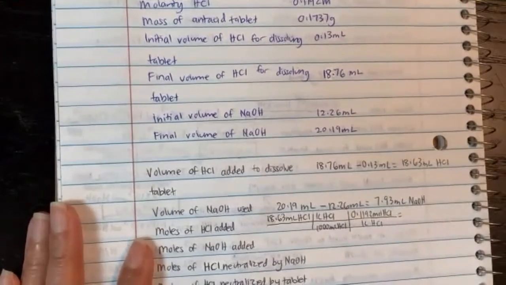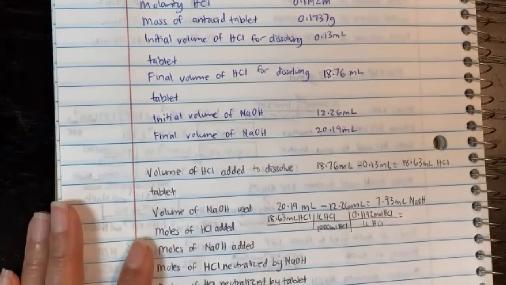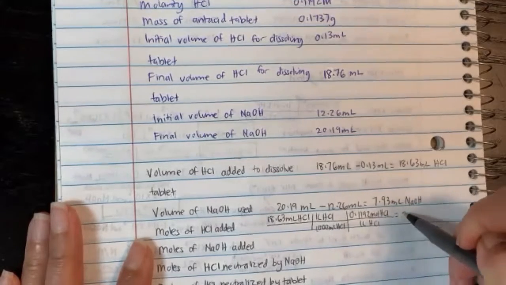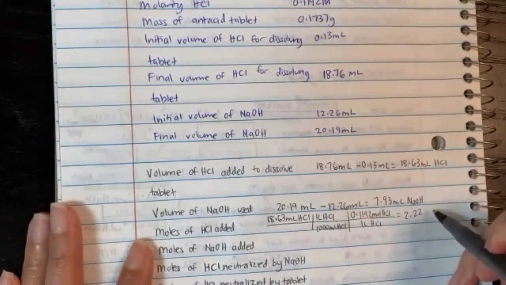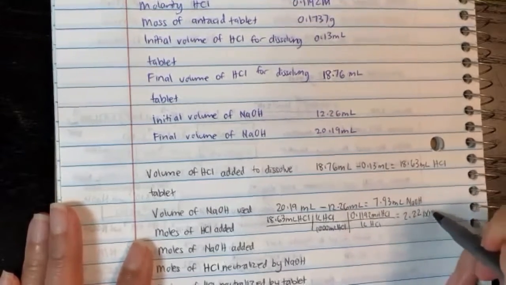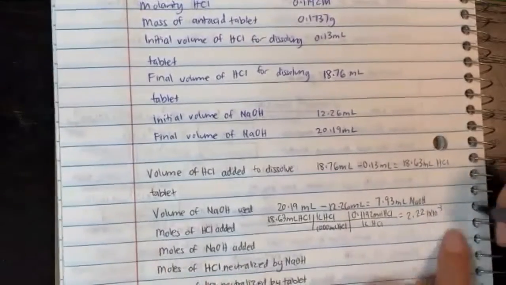Let's go ahead and get this moles of HCl done. And in this case, I get 2.221 times 10 to the minus 3 moles of HCl.